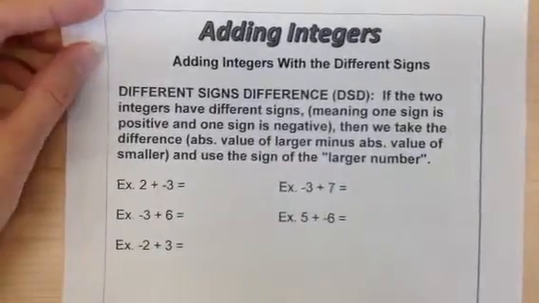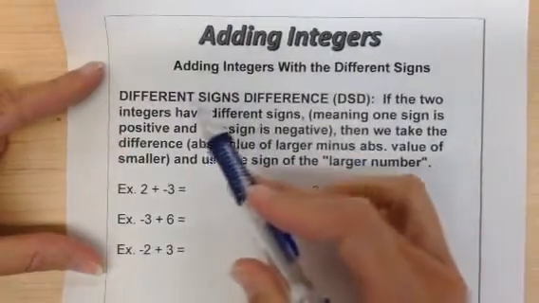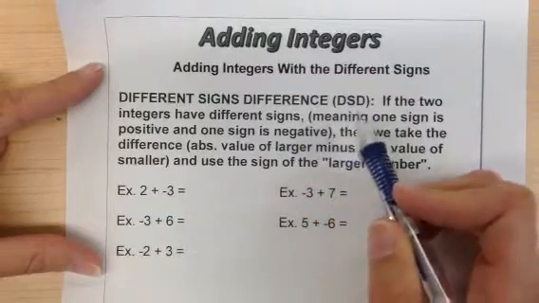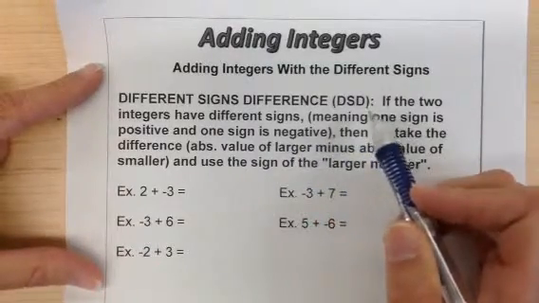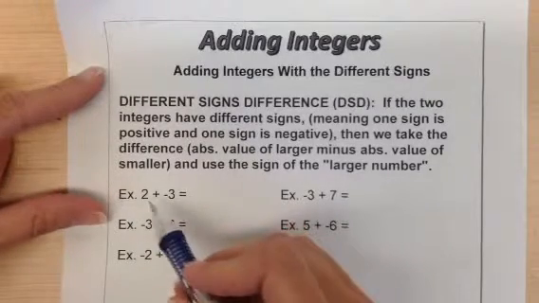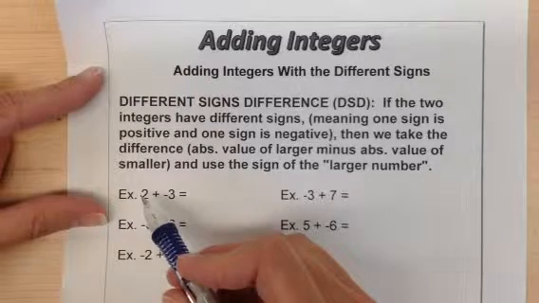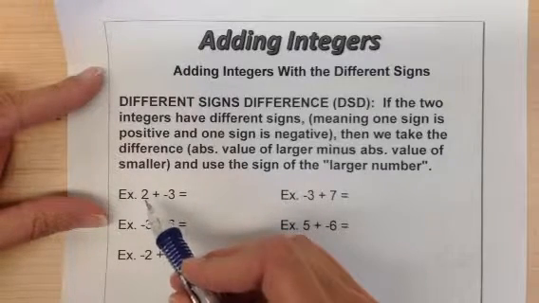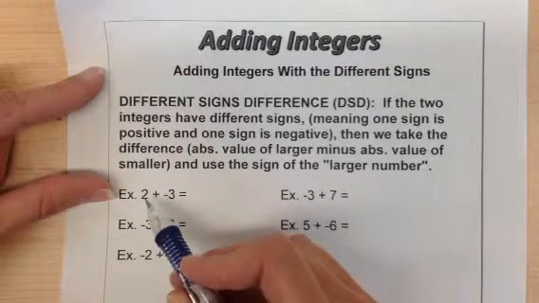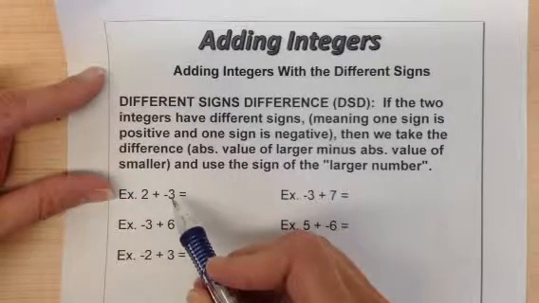What do you do if the signs are different? Okay, DSD stands for different signs difference. This means if the signs are different, you're going to subtract. Okay, for example, 2 plus a -3. Okay, we're looking at the 2 and we're looking before the 2 to see if there's a sign there. If there's no sign, we assume it's positive. So this 2 is positive, the 3 is negative, and since they have different signs, we're going to subtract.